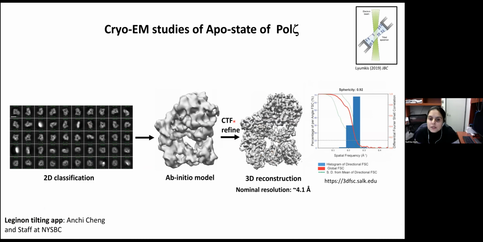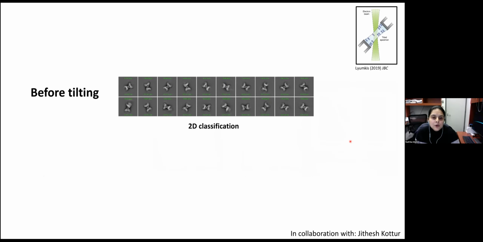We also used CTF refinement, a per-particle CTF refinement, to increase the resolution of our map. And then we used this FSC-based algorithm at the Salk Institute to check its sphericity. So recently, we also used tilting for another project in the lab, where we are again seeing these flat views.